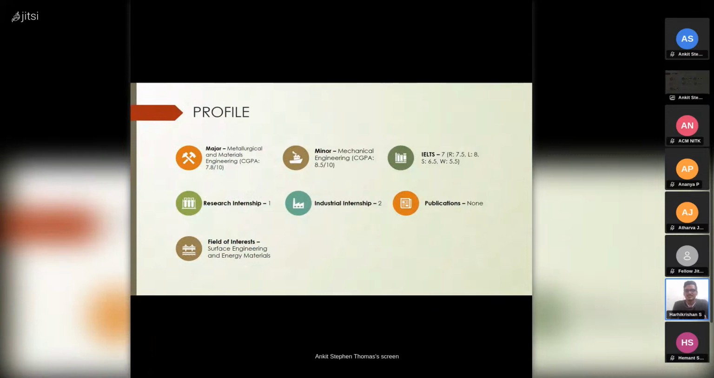As you see, it's completely different from Ankit's profile. I had a CGPA of 7.8 at the time of application, one research internship and only two industrial internships, and no publications. What I want to say here is that universities want a good number of students. They don't always want only high profile students. They try to get as many talented students as they can.